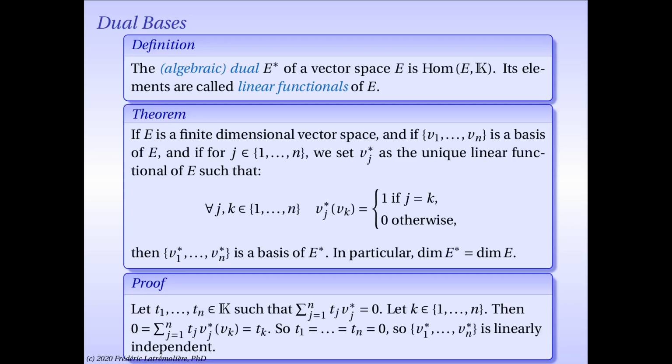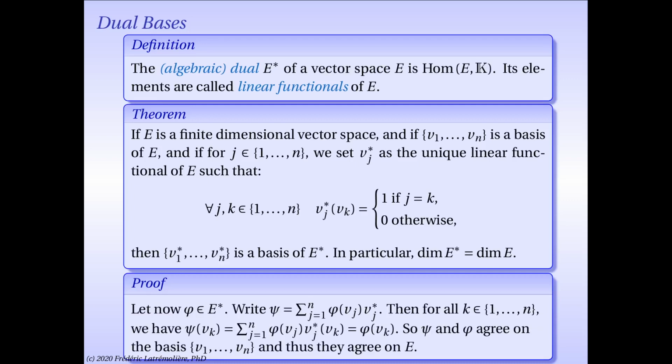Let t1 etc. tn be scalars, such that t1 v star 1 plus etc. plus tn v star n equals 0. Let k now be an arbitrary integer between 1 and n. I'm going to apply this zero linear combination here to the vector v sub k. So I get 0 equals the sum from j equals 1 to n of t sub j, v star j applied to v sub k. But now we know that v star j applied to v sub k is 0 all the time except when j equals k, where it is 1. And so what we are left with in this sum is simply the coefficient t sub k. So we have shown that for any k between 1 and n, t sub k is 0, which means that v star 1 etc. v star n is a linearly independent subset of this dual E star of E.